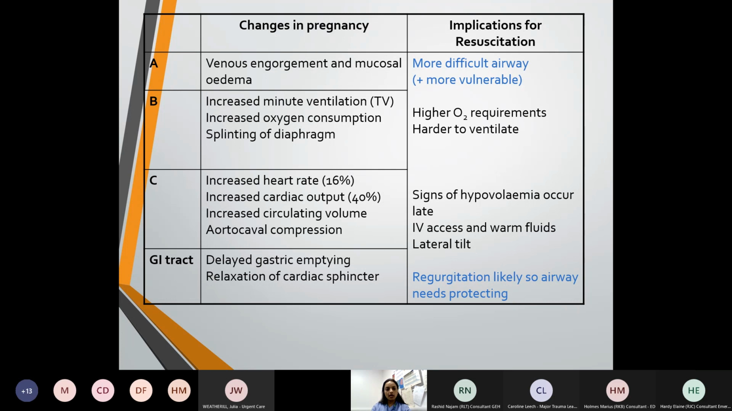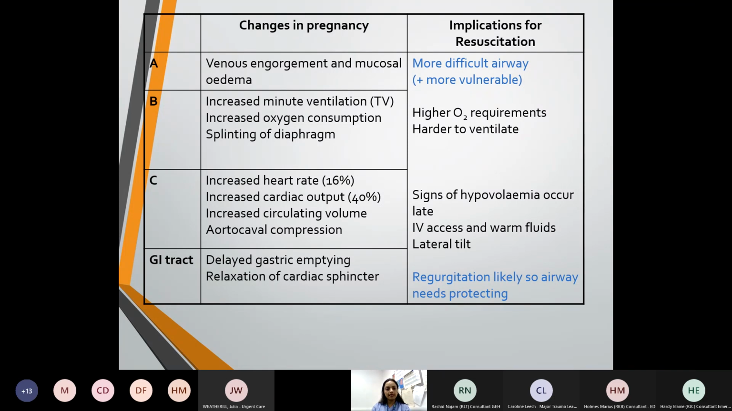For example, if we are talking about the airway, there is in general some venous engorgement and mucosal edema that can be a normal physiological adaptation in pregnancy. What that means is that when we are trying to intubate patients who are pregnant, that can sometimes be potentially more difficult. So that is to be anticipated.